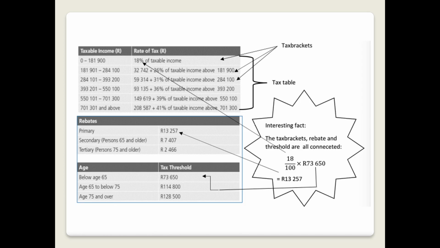Okay, so there's our tax tables. So I just want to show you with this example how everything is connected. So there's the 18%. So what we need to do, 18% of 73,650 brings us to 13,257, and that links to the rebate for people below age 65. So in the tax table, everything is actually connected.